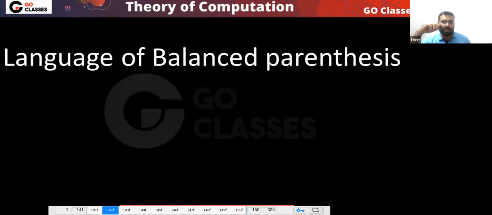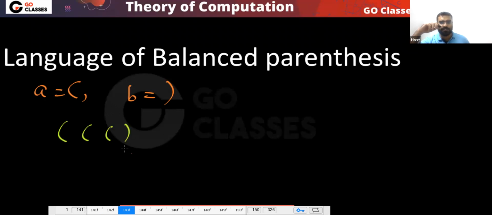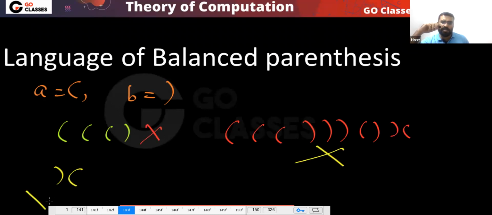Okay, let's move on. So this is the idea. Now the language of balanced parenthesis. Let's assume this is an open parenthesis, and this is a closed parenthesis. Then what is the language of balanced parenthesis? Tell me, will this string be in the language? Is this balanced? No, this is not balanced. Is this balanced? No, this is also not balanced.